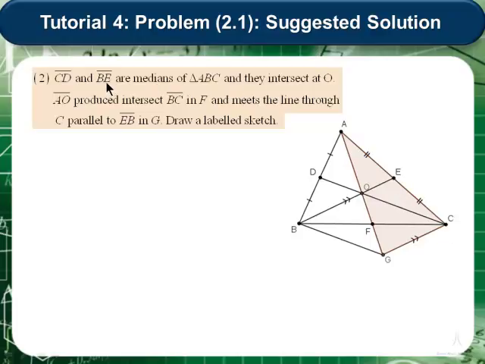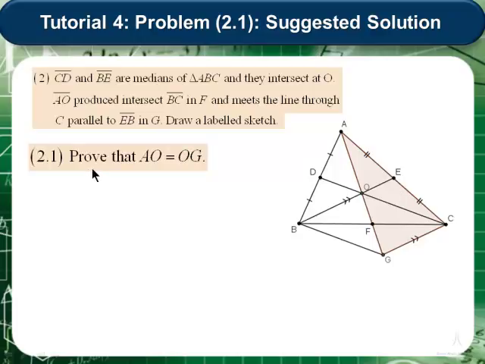These two medians intersect in the point O. Now we draw line segment AO and produce it to intersect firstly line segment BC in F and the line through C parallel to EB in G. So here is the sketch. It's very important that you remodel this verbal description in a sketch model. It's much easier to look at the sketch.